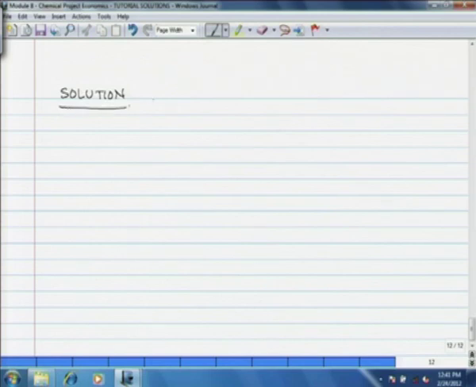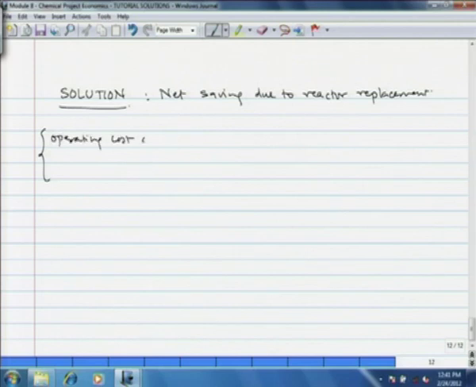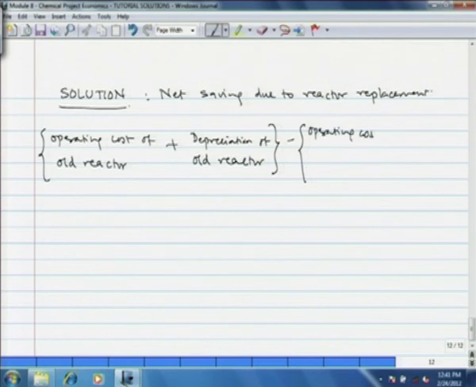The net saving due to reactor replacement is the operating cost of old reactor plus the depreciation of old reactor minus the operating cost of new reactor plus the depreciation of new reactor. Now, we put in numbers.